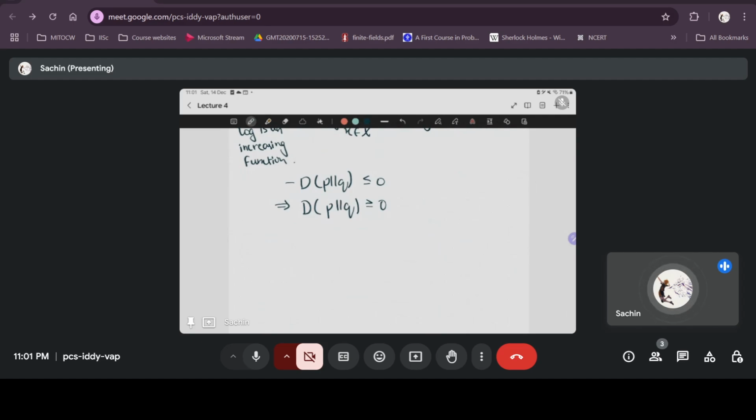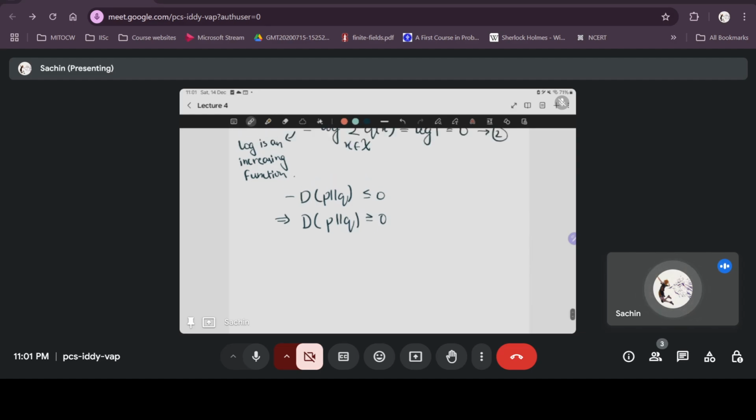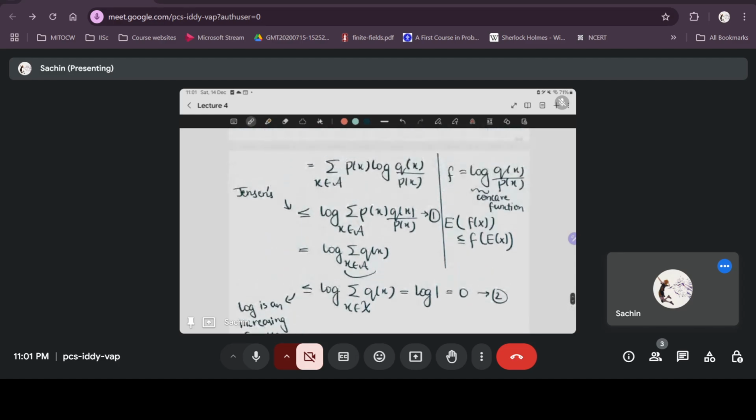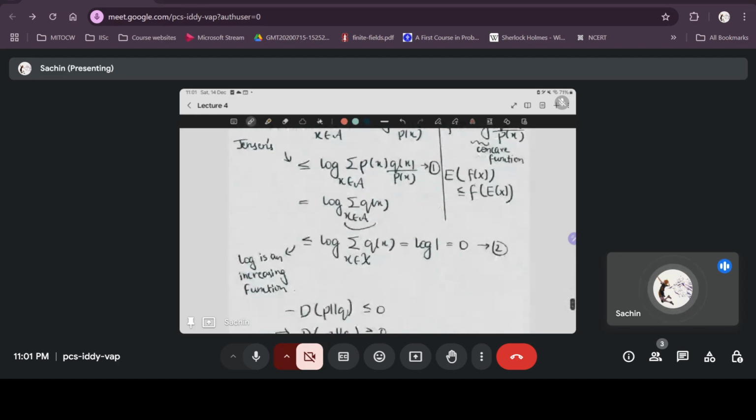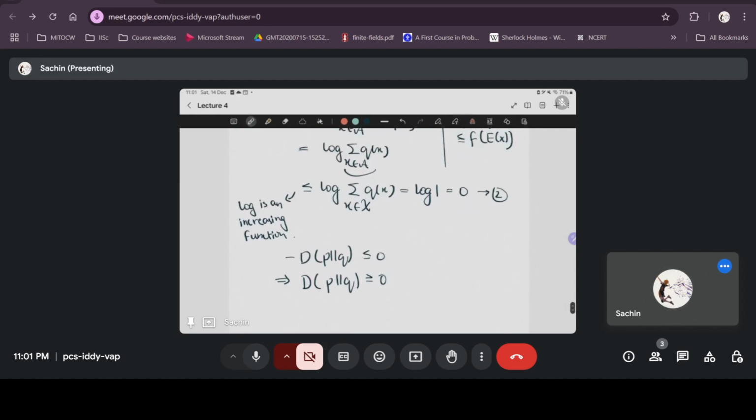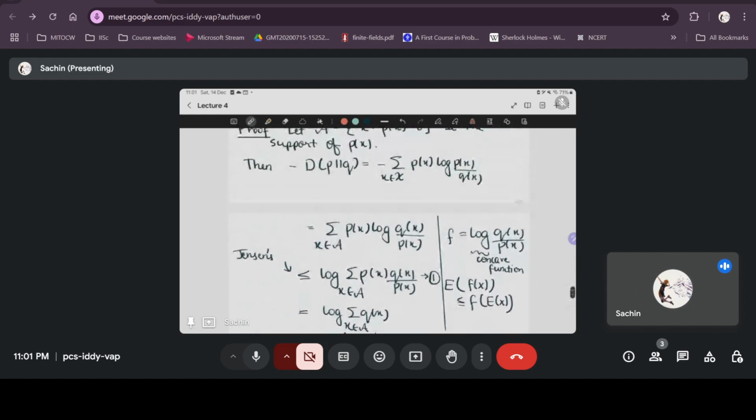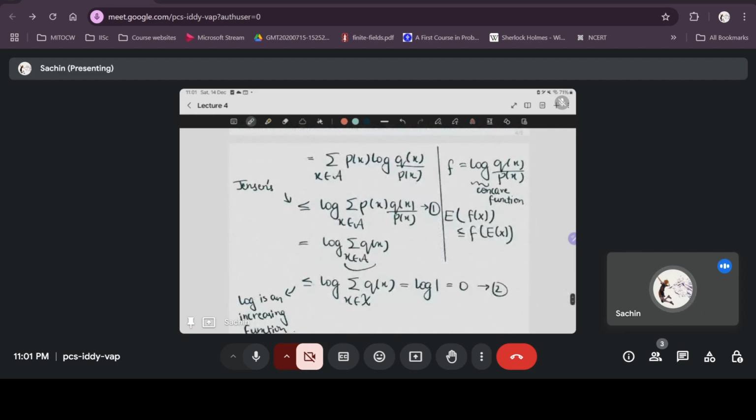Next we have to prove the condition under which it takes equality, that is, when D of p parallel q is equal to 0. There are two parts here, 1 and 2, where we have two different inequalities.